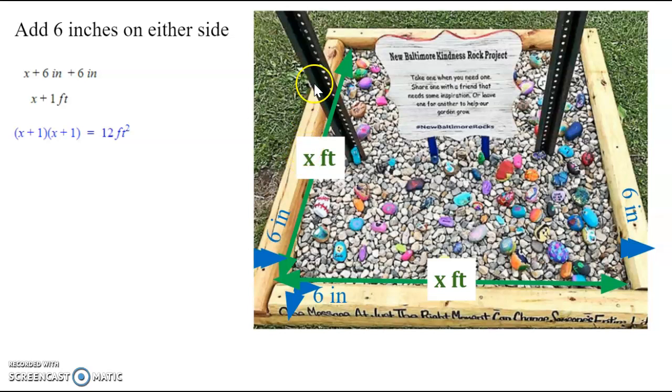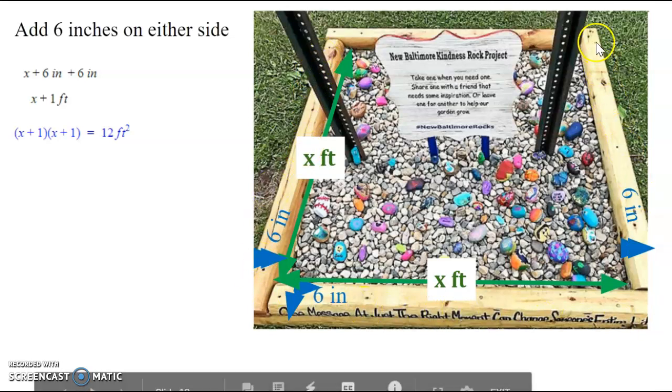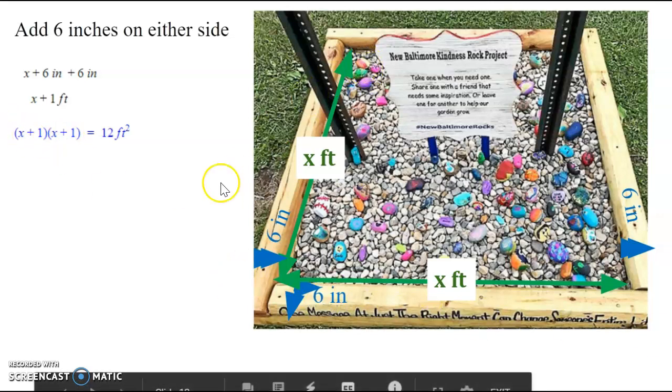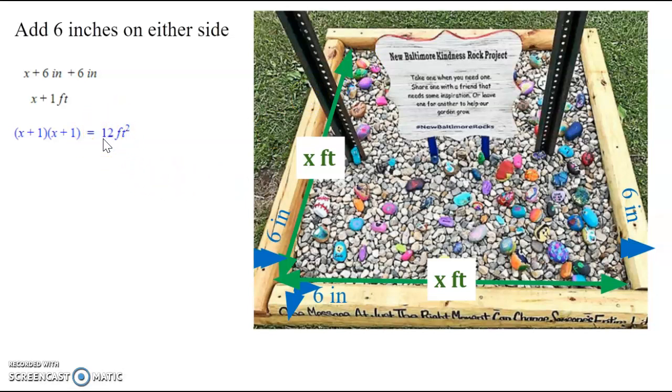That means the area that is enclosed by the rock garden, including the frame, is going to be X plus 1 multiplied by X plus 1, length times width. And we're told that the area is a square area of 12 square feet. So X plus 1 times X plus 1 is equal to 12 square feet. How do I solve this? I do not set X plus 1 to be equal to 12. I need to multiply this out. Or this is the same as X plus 1 all squared is equal to 12 square feet.